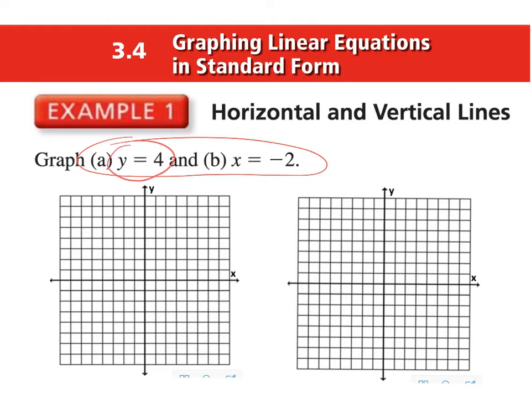All right, when you're graphing this equation, just know that every point has a y value of 4. So where are my points on the grid where the y value is 4? Well, there's one. That's 0, 4. There's another one. That's 5, 4. There's another one. That's negative 4, 4. There's another one. That's negative 8, 4.